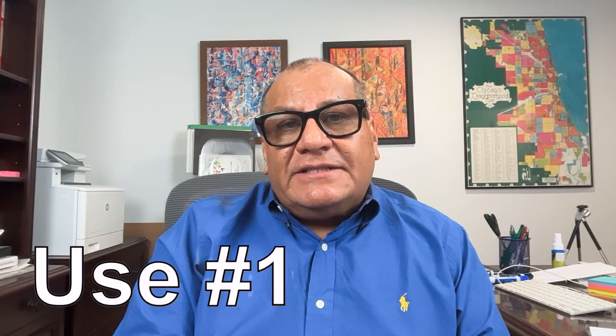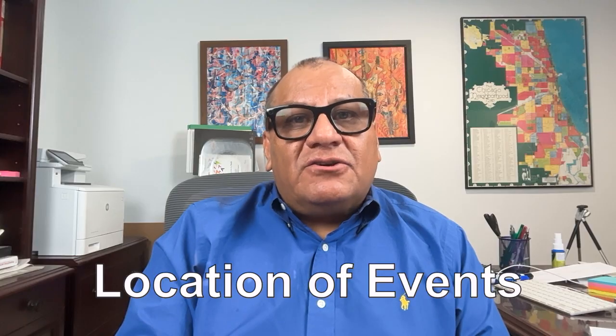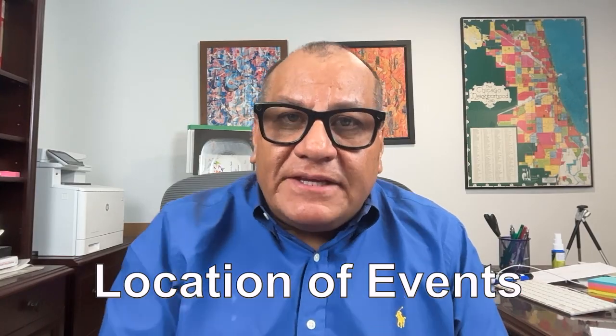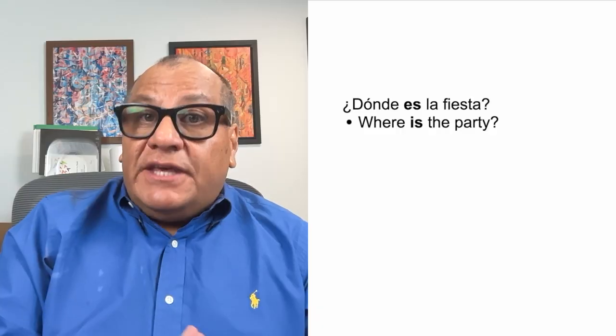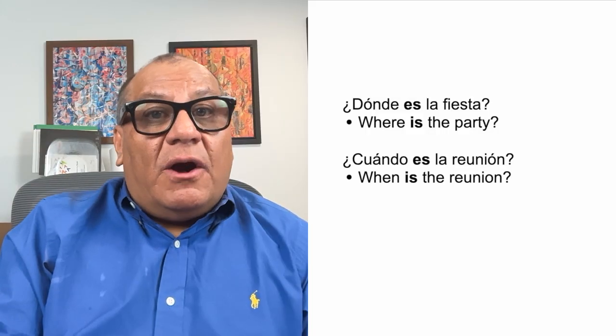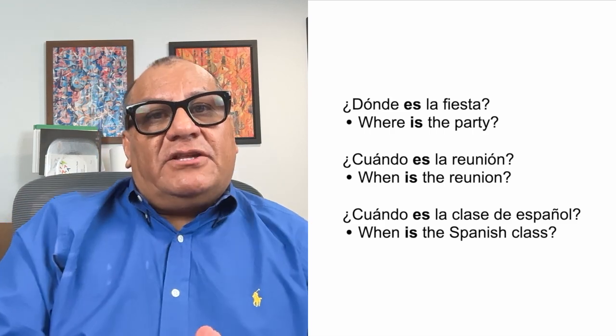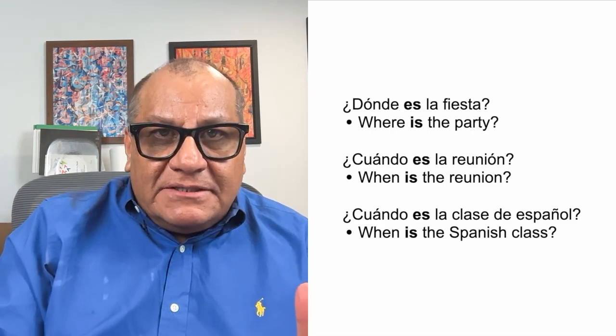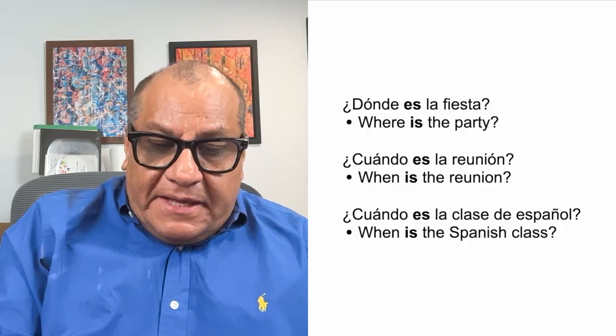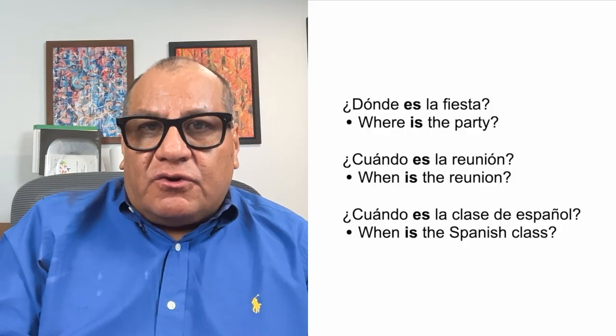The first use of ser is going to be for location. Remember that estar was used for location of people or things. Ser is going to be used to indicate the location of events or activities. Therefore, things that happen, things that take place. So when you say when is or where is an activity or an event, in Español you're going to say ¿dónde es la fiesta? Or ¿cuándo es la reunión? ¿Cuándo es la clase de español? An event or an activity is something that happens. The meeting, the class. And the answer to that is going to be, of course, with ser.